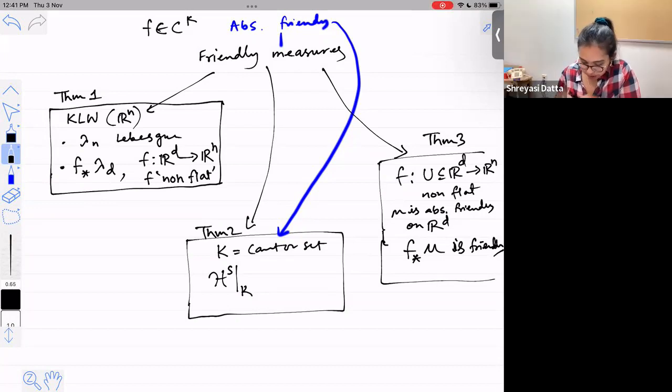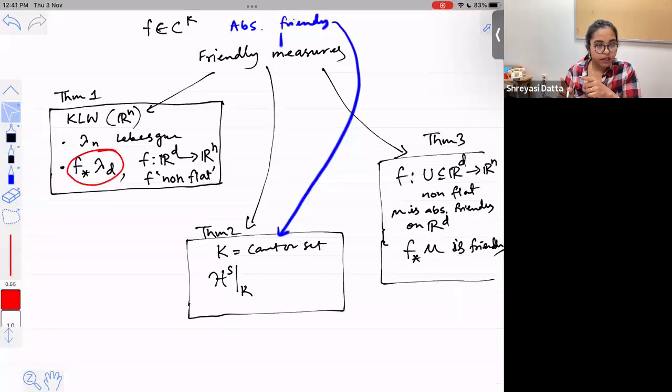Okay, so the difference here is that here you are pushing forward the Lebesgue measure, and then you are saying that that is friendly. Here I'm pushing forward by an absolutely friendly measure and saying that that is friendly. So you cannot actually just make it friendly. You cannot say that if you start with a friendly measure and push forward by these nice functions, then the push forward measure is also friendly.